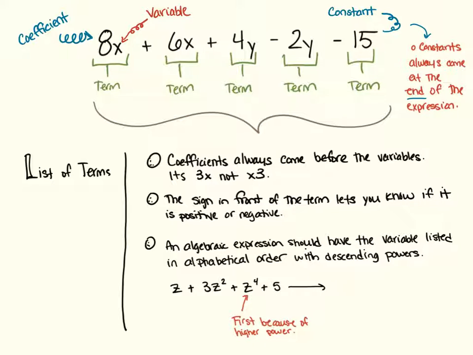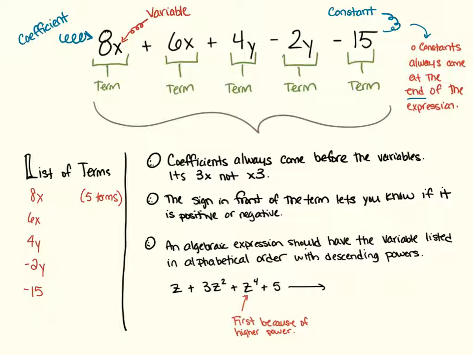So let's figure out the list of terms. We have 8x, that's one term. 6x is your other term. 4y is another term. Now, here is where it gets confusing. You have negative 2y as your 4th term, and you have negative 15, which is a constant, but that is your 5th term. So we have a total of 5 terms.